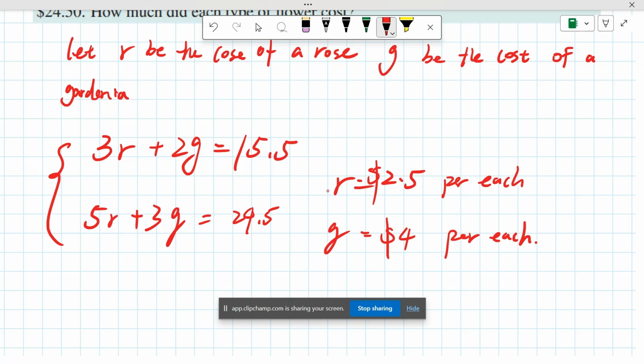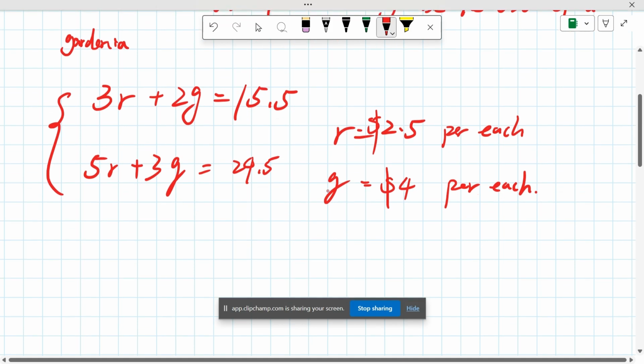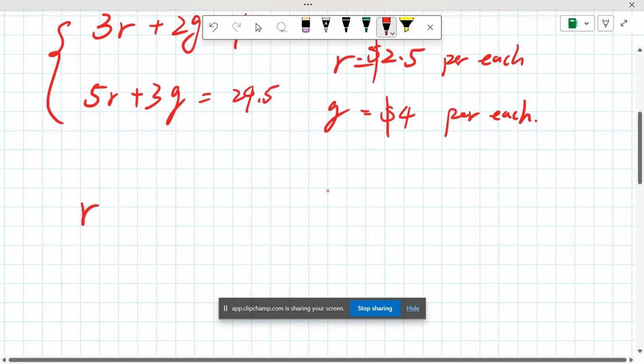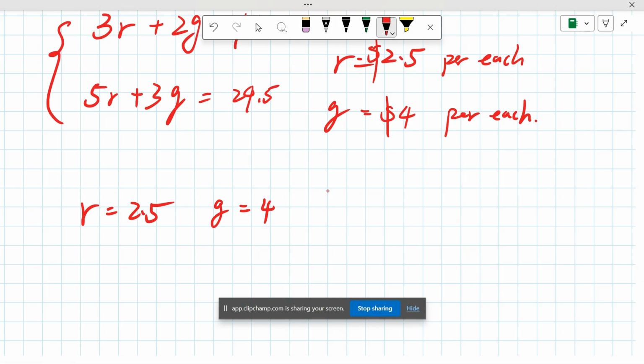So you could substitute back into this question and then check the answer, but normally you'll be fine. But I strongly recommend you guys to check. I'm going to show you how. So we say R equals 2.5, G equals 4. So we substitute: 5 multiplied by 2.5 plus 3 times 4. Is that going to be equal to 24.5? So let's try to figure out.